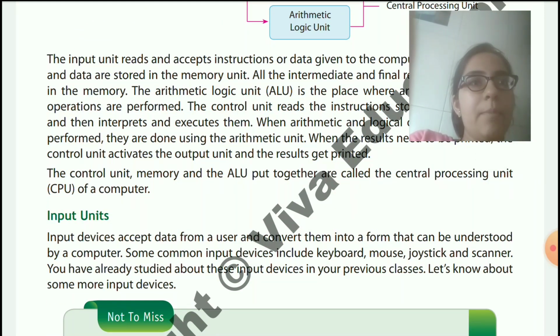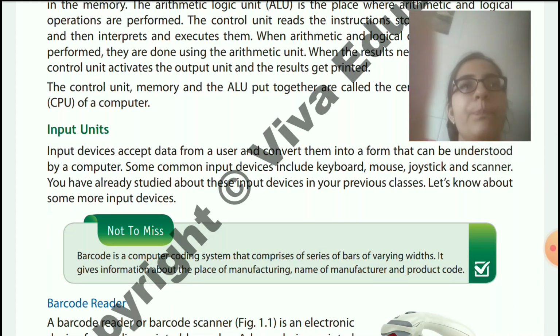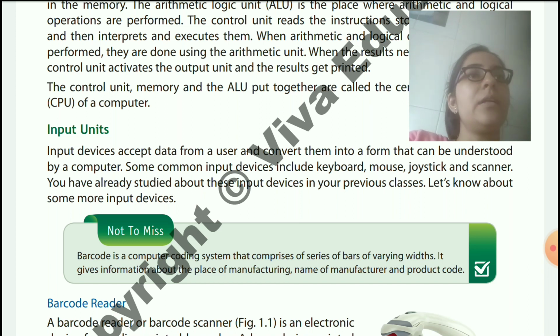The control unit, memory and the ALU are put together. That is called the central processing unit, the CPU of a computer. Now, input units. Input devices accept the data from the user and convert it into the form that can be understood by the computer. It means in easy language, which a computer can understand.